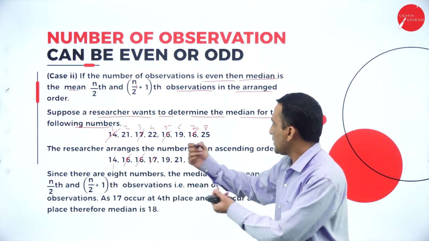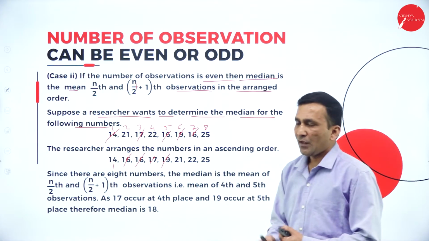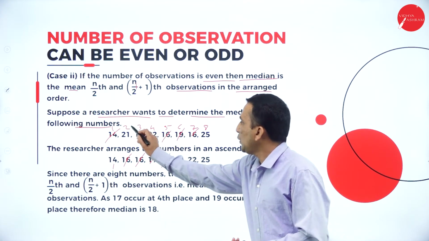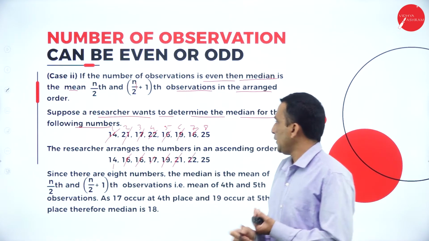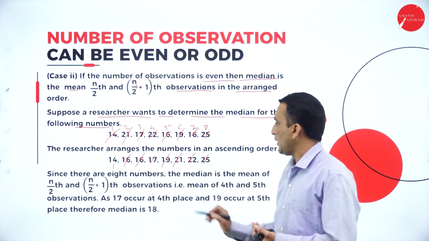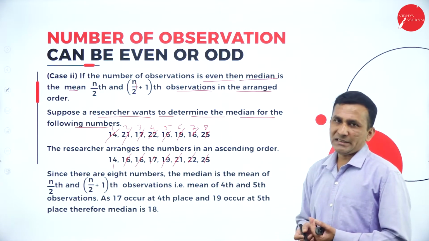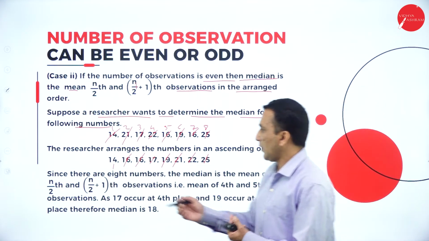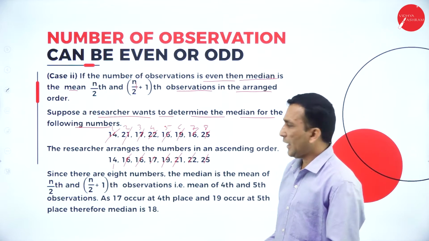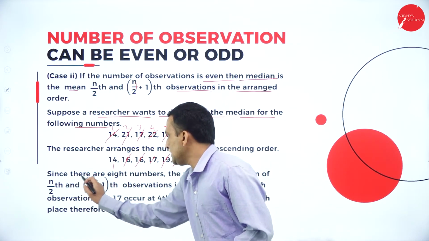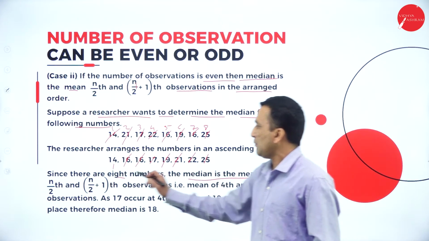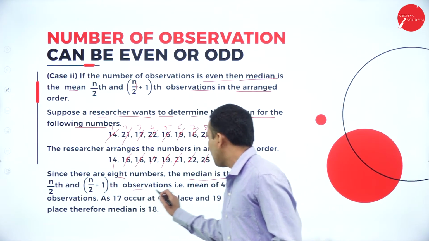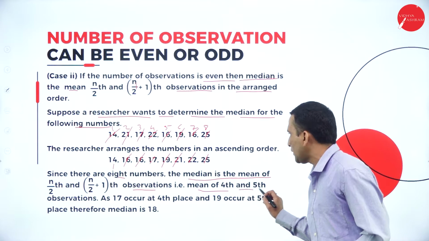After 17, 19 is coming. After 19, we are getting 21. After 21, the next value 22. Last value 25. Now we have arranged in ascending order. Now we go for the second step. Since there are 8 numbers, the median is the mean of the n by 2 observation, the mean of the 4th and 5th.